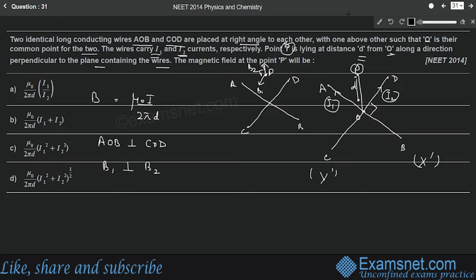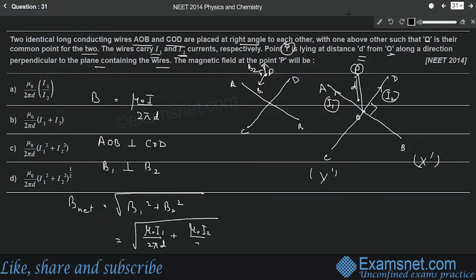So the net magnetic field will be equal to under root B1 square plus B2 square. Let's put the values here. B1 is equal to mu naught I1 by 2 pi d, and B2 is equal to mu naught I2 by 2 pi d, and we have squares of both.